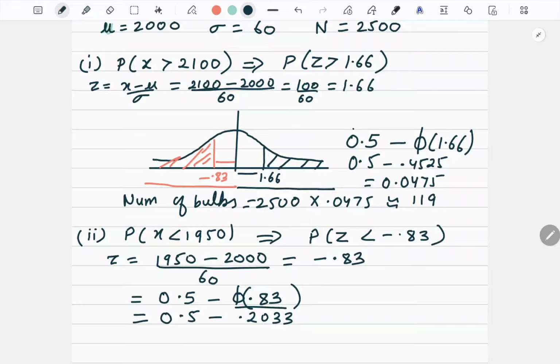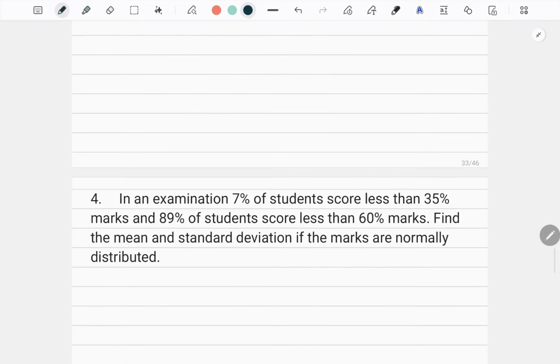This will be given in the question. Okay. So 0.5 minus 0.2033 is equal to 0.2967. Now again, this is a probability. Number of bulbs will be obtained by multiplying it by 2500, which is 742 approximately. Right? So the number is equal to 742. Correct? Okay, let's do the next question now.